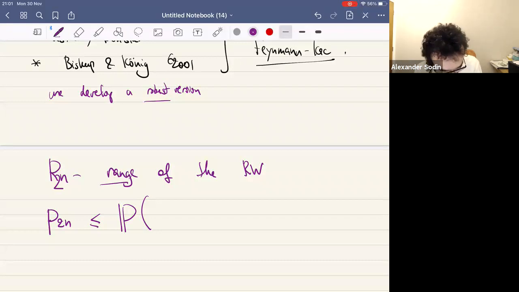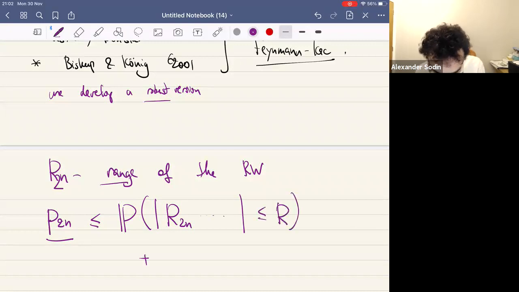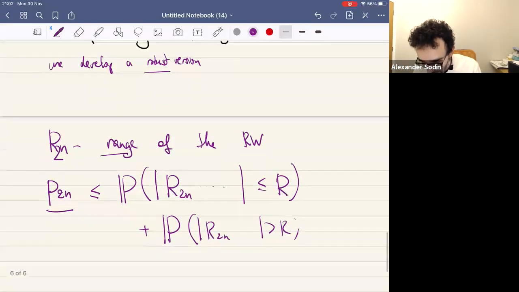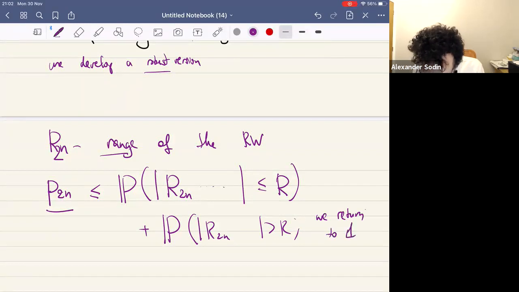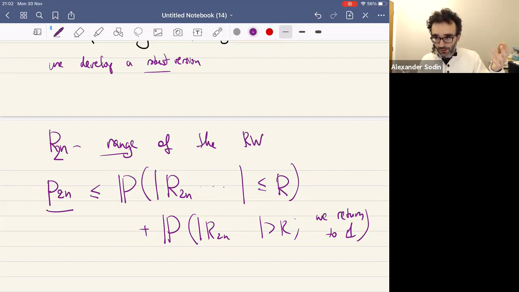So we do it as follows. We bound P_2n by the probability that the range of the random walk is small, less than R, where R is a parameter, plus the probability that it's greater than R, and we return to the initial configuration. So the idea is that we'll choose R so that the two terms will be approximately of the same size.